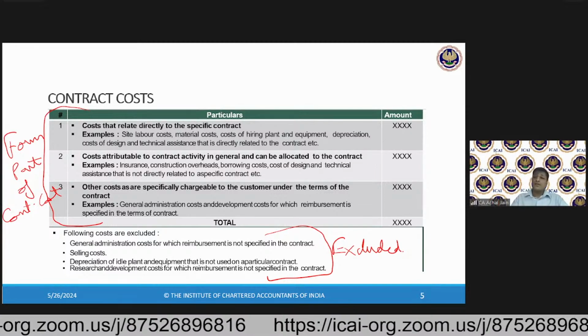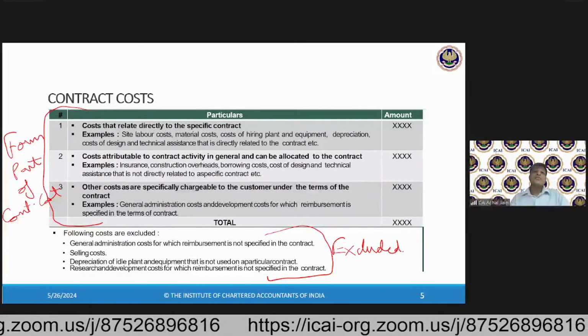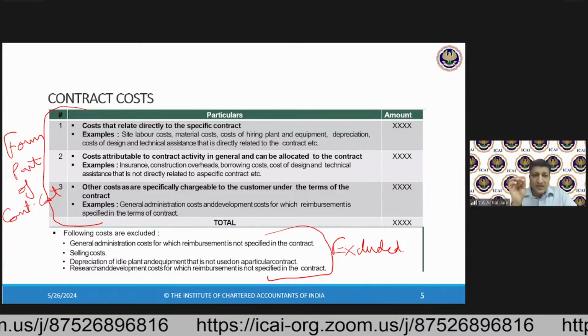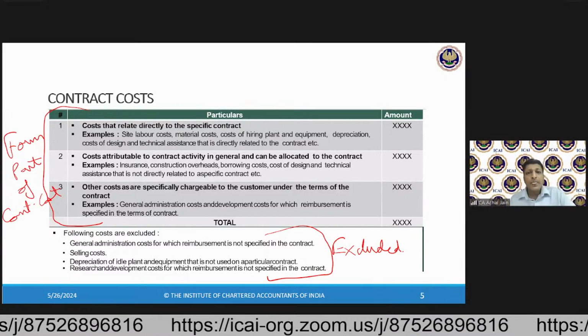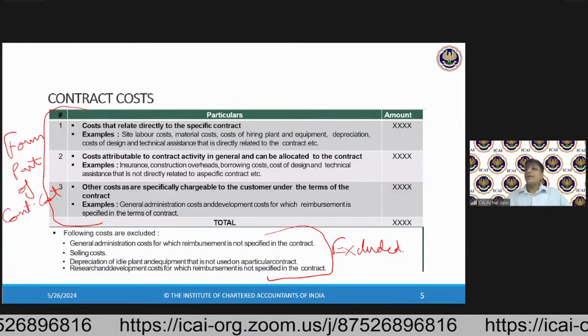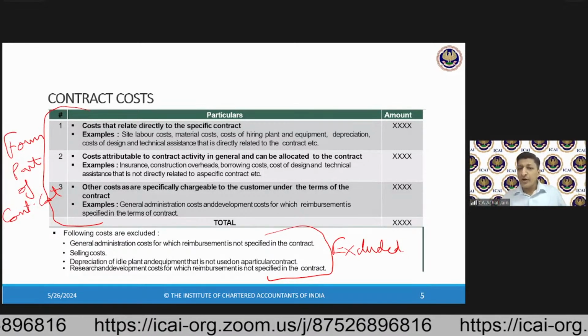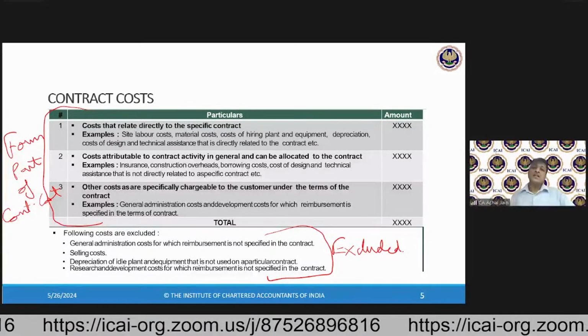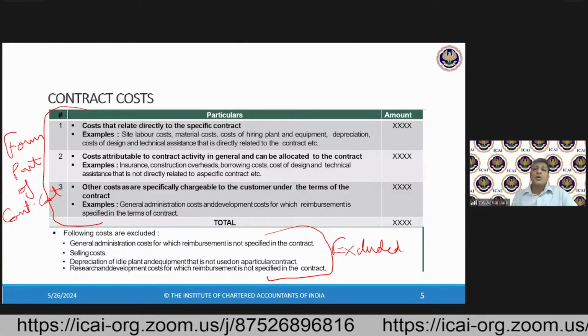Now, please remember that for the purposes of revenue recognition and for the purposes of accounting requirement as per AS7, both these concepts, contract revenue and contract cost, are very important. Okay, so that's why if you have any questions, any doubts, please ask me. Okay, so now let's talk about both these costs.